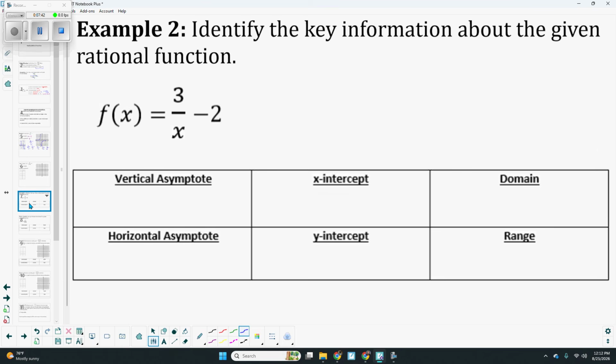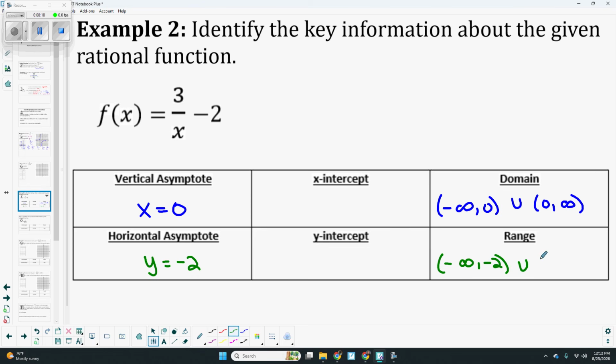So here, we're not going to actually graph, we're just going to identify the key info. So there's nothing with the x, so x equals 0. And because that's my h value, I can go straight to domain and say negative infinity to 0 and 0 to infinity. Let's do the horizontal asymptote next. So the horizontal asymptote, I see a negative 2 afterwards, so y equals negative 2, which means I could say negative infinity to negative 2 and negative 2 to infinity.